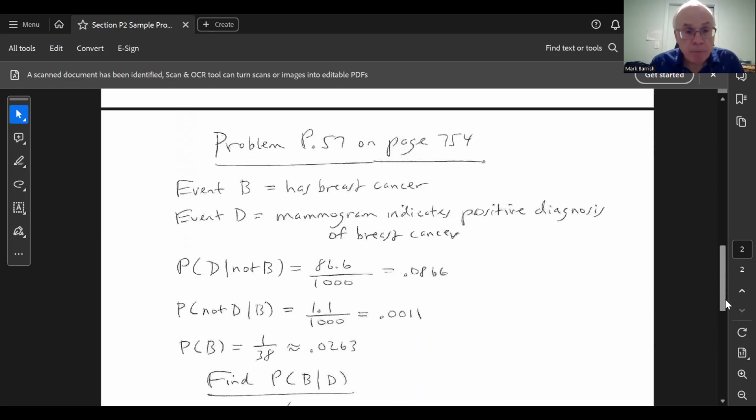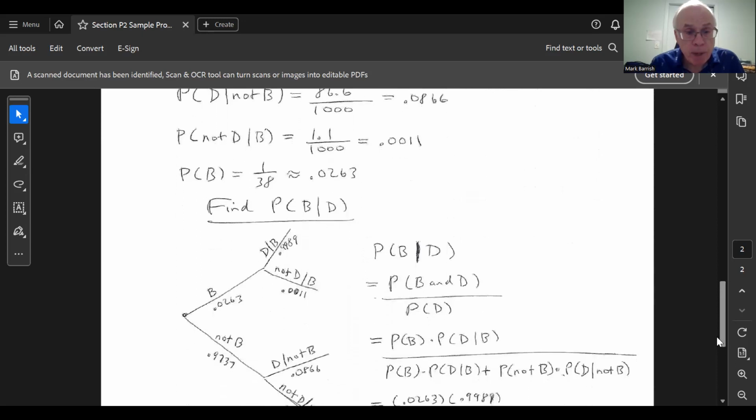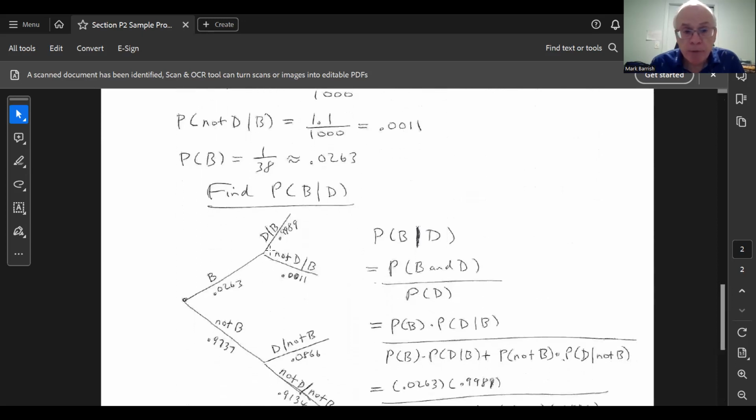So let's look at the tree diagram so that you can see exactly how this is set up. Now, 1 out of 38 is 0.0263. That's the probability of having breast cancer. Notice I put the disease and non-disease first, the unconditional probabilities. So 1 minus that, 0.9737, is the probability that they do not have breast cancer.